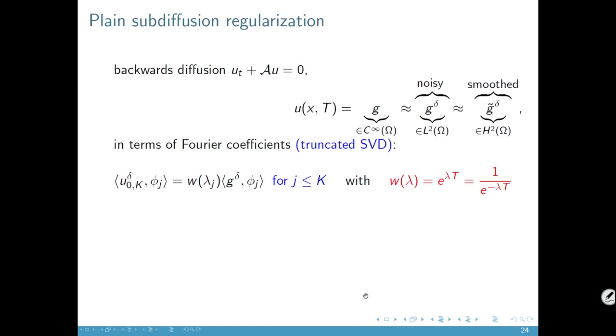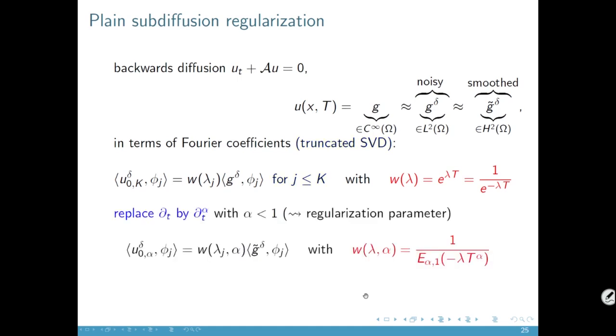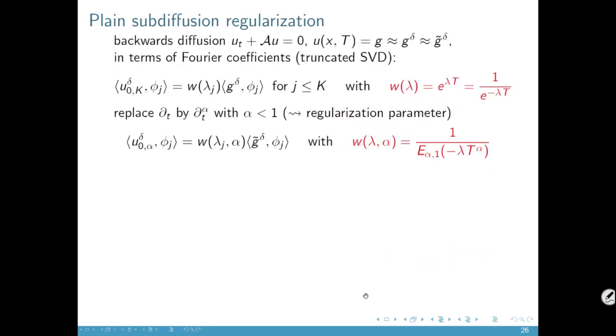But you will see fractional subdiffusion gives something better. And well, that's our replacement of dt by dt alpha. So instead of these exponential amplification factors, we have this 1 over Mittag-Leffler function. So basically linear. But we have to apply, as you will see in a moment, this to a smoothed version of our data in order to make it work.